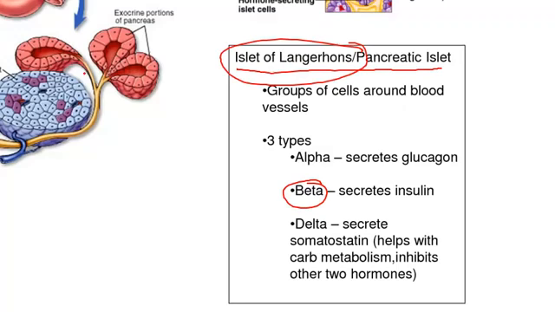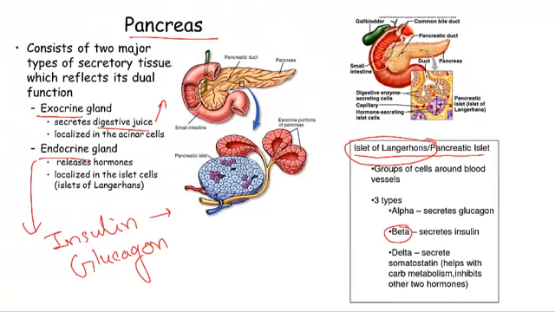If you look at the structures in detail, you'll see these are the exocrine glands, so we don't need to worry about that now. But these are the endocrine glands, where we have different islets. Islets means a cluster of gland cells which produce different types of endocrine hormones. Now there are three types of cells found in the islets: alpha, beta and delta. The alpha produces glucagon, the beta produces insulin, and delta secretes somatostatin, which helps in carbohydrate metabolism and inhibits the other two hormones, insulin and glucagon.